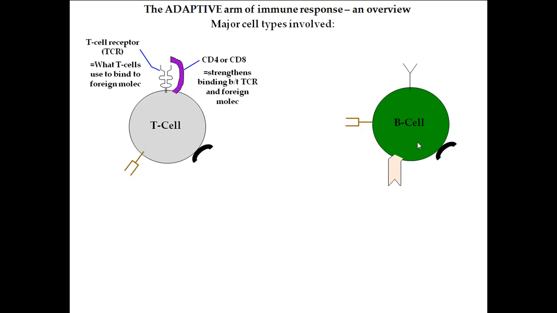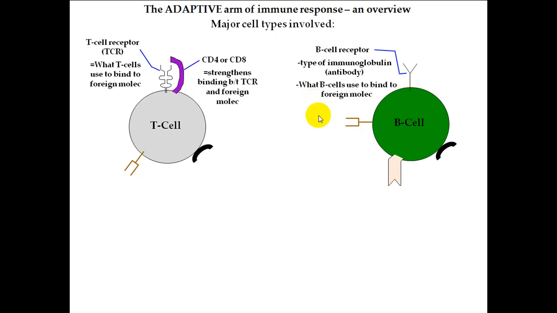B cells also have a receptor on their surface that lets them bind to foreign molecules, and the name of the molecule that does this for a B cell is not a T cell receptor, because it's not a T cell. Instead, it's called a B cell receptor. It turns out that B cell receptors are a type of molecule that's generally called an immunoglobulin or an antibody. So this T cell receptor is not considered to be an antibody, but this B cell receptor does fall under that category of antibody.